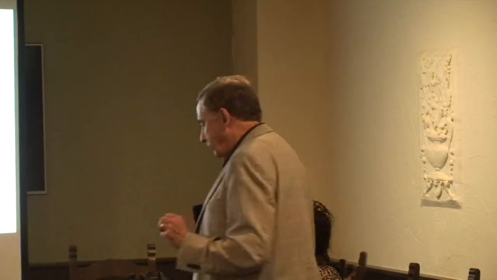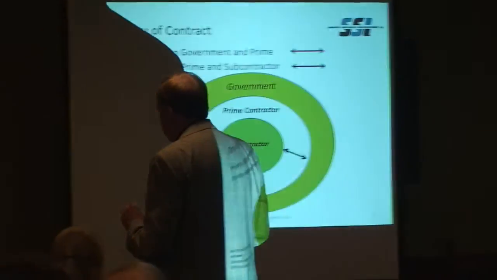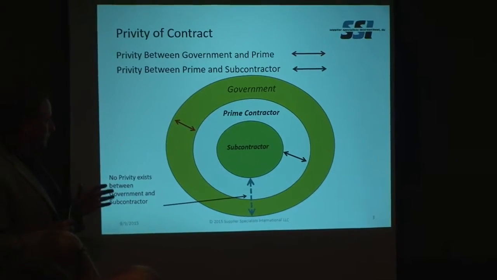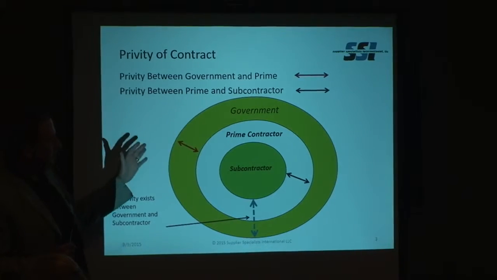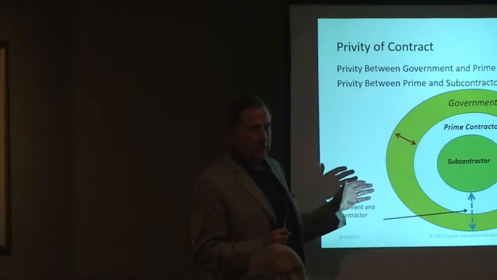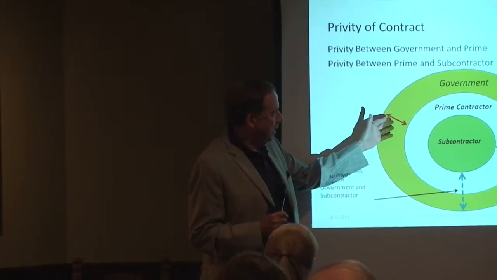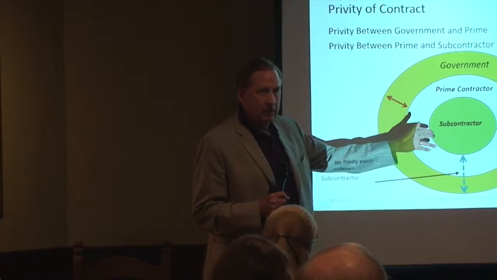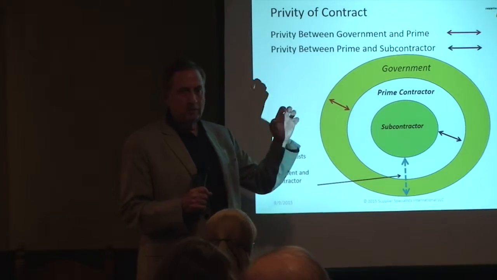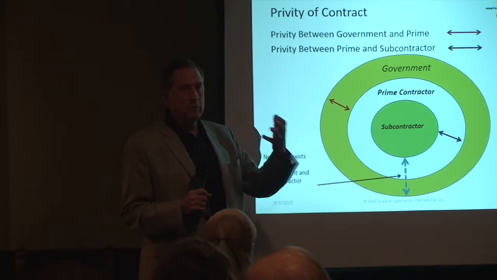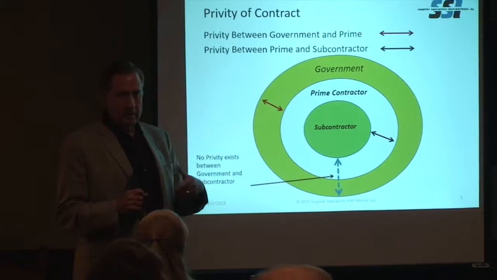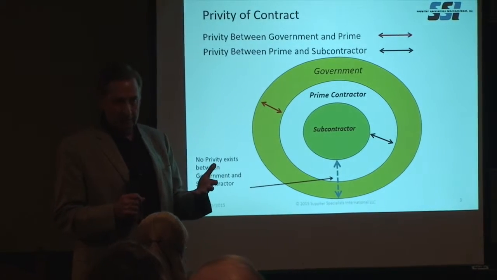So this is just one slide that I ended up developing to explain this whole concept of privity of contract, and I'll use the government, prime contractor, and subcontractors, but you can also have prime contractor, first tier, and second tier sub. The doctrine of privity of contract means the parties that execute a contract are the only ones that really have control over what goes on. So typically in a contract, you have two parties, the buyer and the seller.